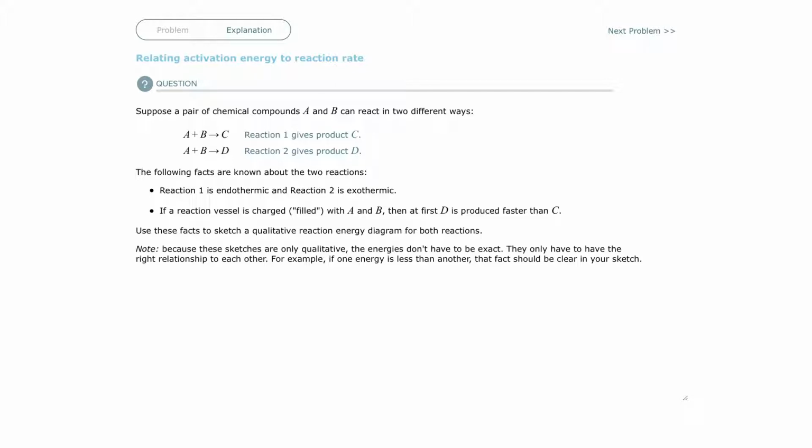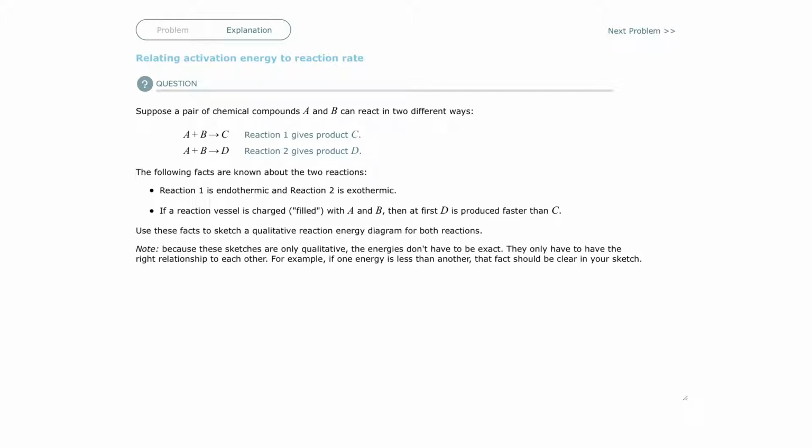Okay, reactions rarely happen automatically. They normally need a little bit of an incentive or a little bit of a push, and that's the activation energy. So the activation energy is higher than the beginning. Okay, and it acts like a hill in between where you are and where you're going.